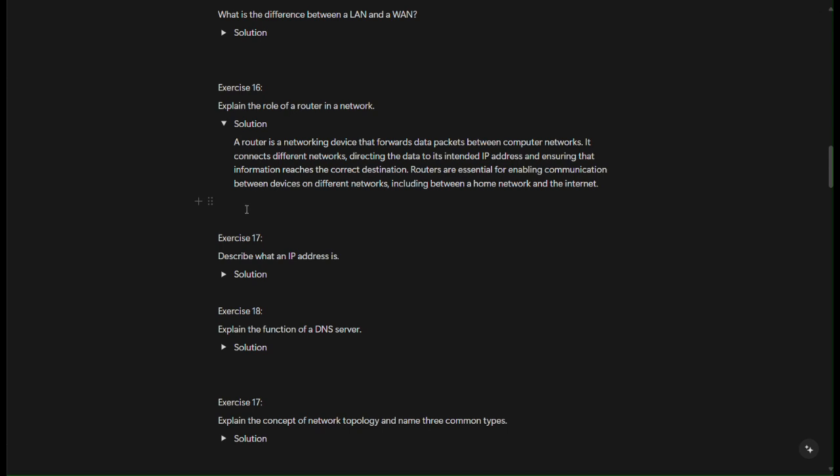Now let's describe what an IP address is. An IP address, an internet protocol address, is a unique identifier assigned to each device connected to a network.